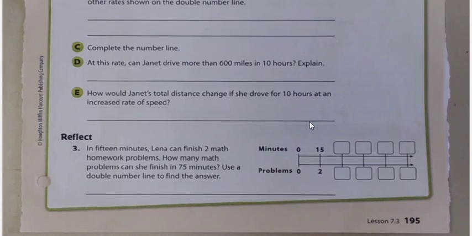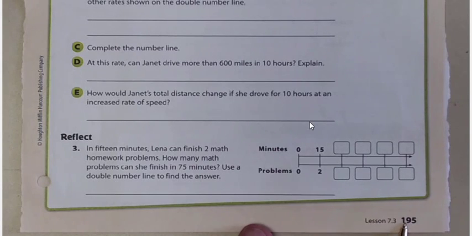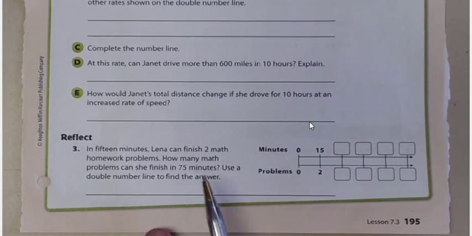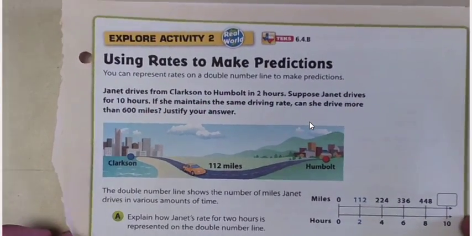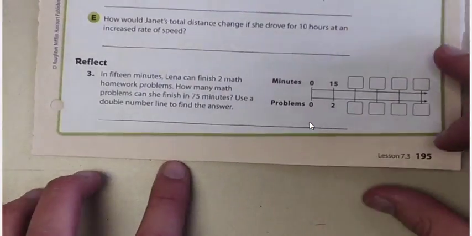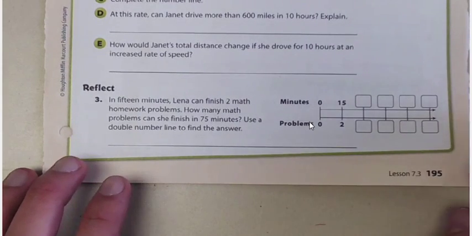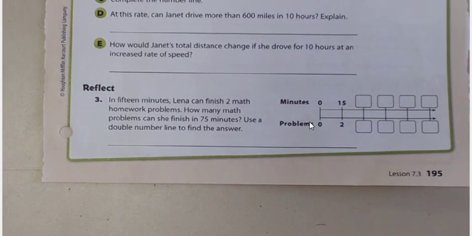Alright, ladies and gentlemen, so I fast forward time a little bit, and now we're going to be on page 195, and we're going to look at reflect question number 3. This section, if you look at the top of page 195, is called using rates to make predictions. So basically we're going to see what would happen if we followed a trend, what would happen in the future. Could we or could we not have a specific outcome, alright? So go ahead and pause the video and get ready for this part.